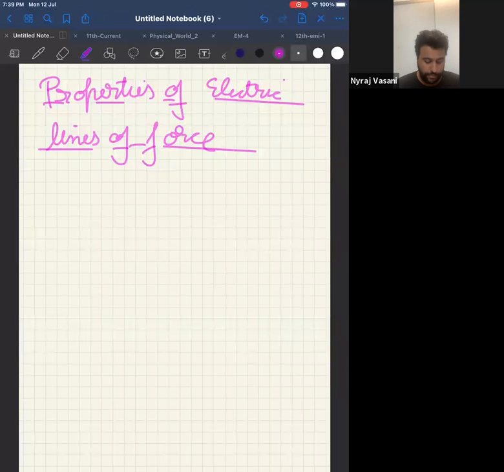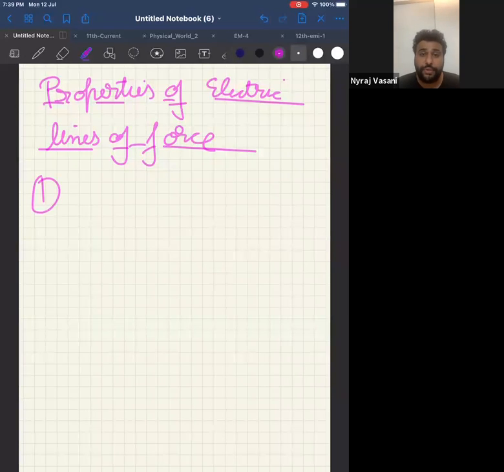Now look at the first property. Electric field lines come out of the positive charge and go into the negative charge. That was done in 11th standard. They go from positive charge to the negative charge. Means they go away from the positive charge and they go towards the negative charge. See the second property. Tangent to the field line at any point gives the direction of the field.